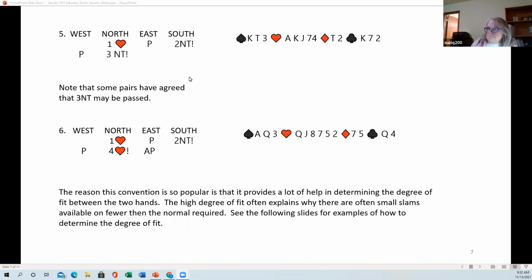Now then, here's another one. I've opened a heart. My partner bid 2 no trump and I bid 3 no trump. Notice I have 14 points and a square hand. Now this does not mean that I want to play 3 no trump. I'm just describing the nature and shape of my hand to my partner further. There are pairs who have agreed that this 3 no trump bid can be passed. But as I said, with a 9-card major suit fit, you are rarely going to find that that is the right answer.